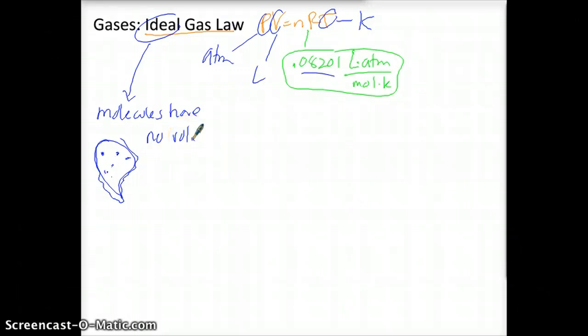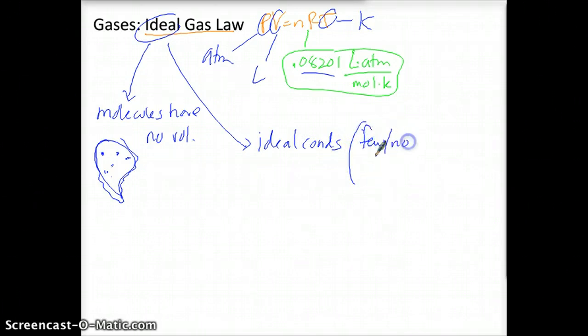When do gases behave ideally? Ideal conditions are when you have few or no interactions. If molecules are interacting with each other, they are not behaving ideally. So how can we minimize the number of interactions? We can increase the temperature.